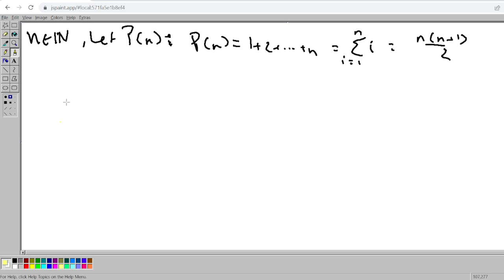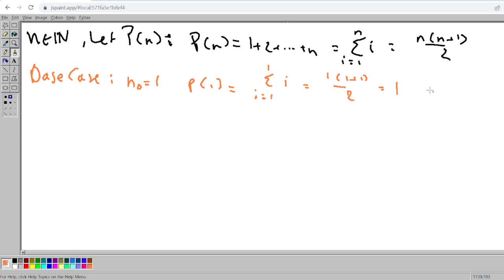How are we going to prove this is true for everything? Let me have our base case first. Because the sum starts at 1, n naught is equal to 1. And we can see that P(1) would be equal to the sum from i equals 1 to 1 of i, which is equal to 1 times (1 plus 1) over 2, which equals 1. Riveting stuff. That's true. We're on to the next step.